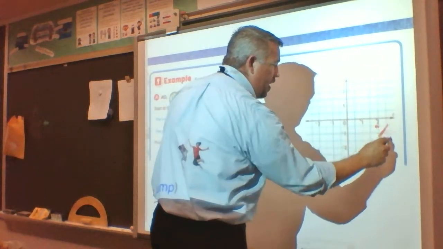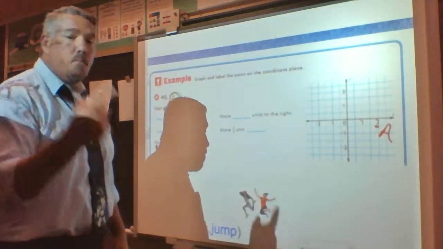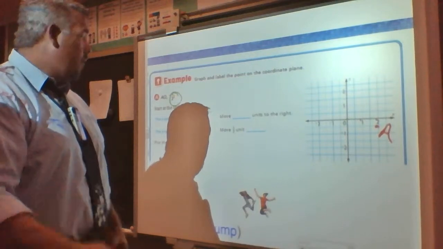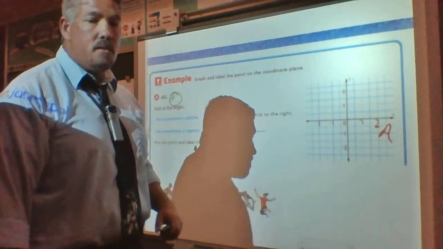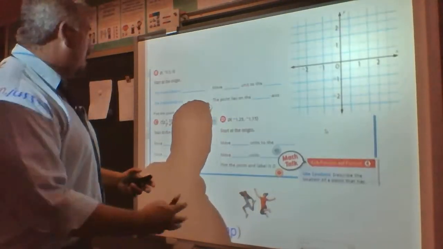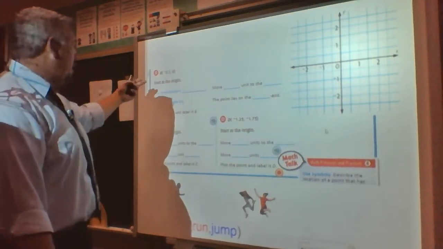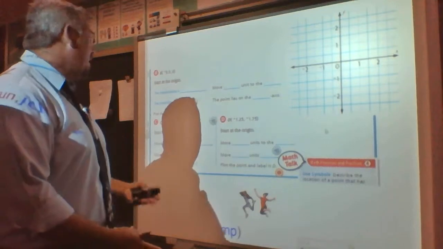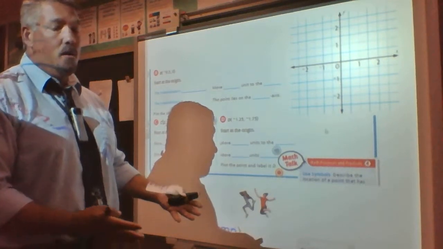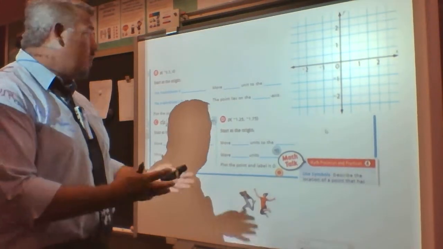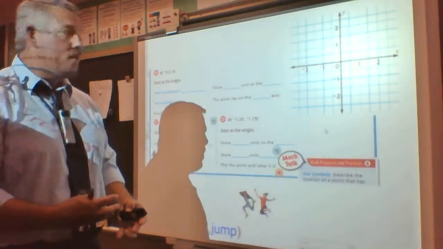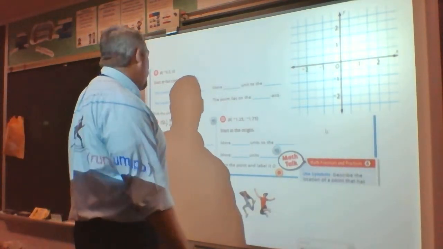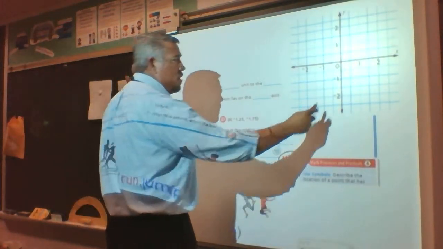So I have two things I have to do there to get my points. I have to put my point in the right direction, and then I have to label it like it asked me to. B and C are very similar. For B, it tells me I'm going to go negative 0.5. Well, that's a decimal, but it still means I'm only going to go halfway. So decimals will work on a coordinate plane as well. So I'm going to go 0.5 backwards because it's negative.